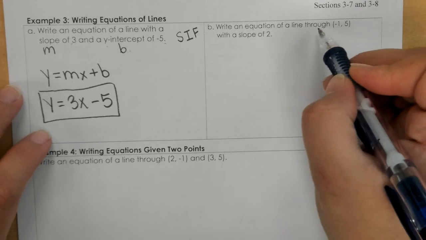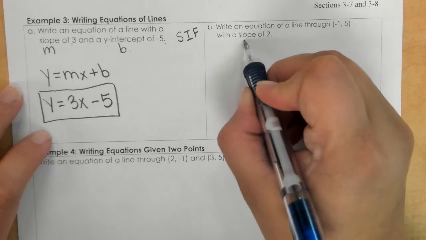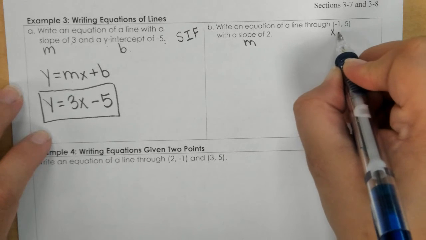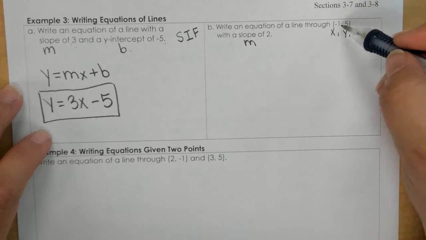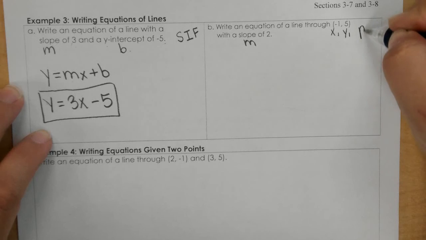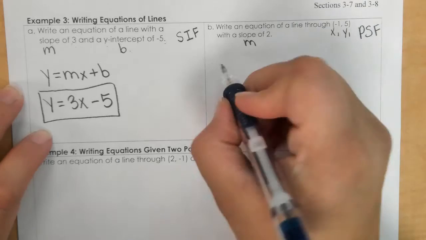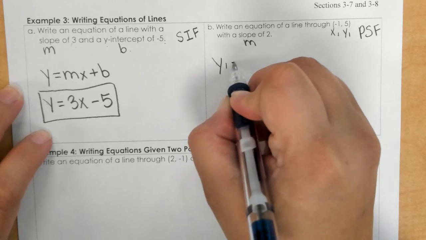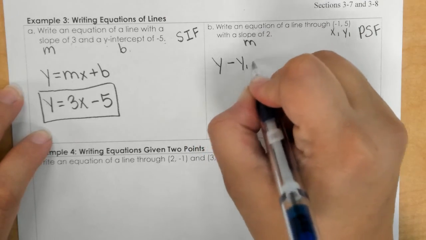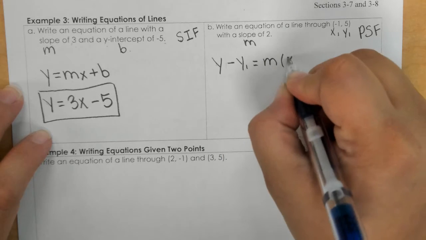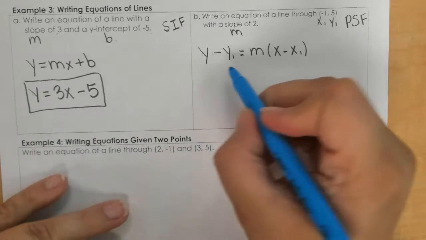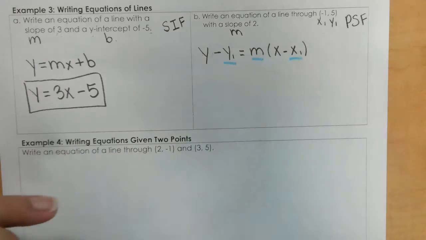Now in part B, I'm given a point and a slope. So slope is m. If I'm given a point, that's going to be your x1, y1. And if I'm giving you a point and a slope, it just makes sense to use point-slope form. So this is your point-slope form. Okay, and we discussed on the front side what you're only plugging into, which are these 3.